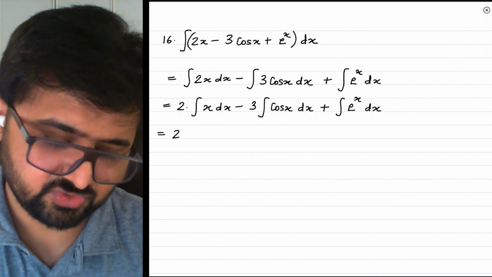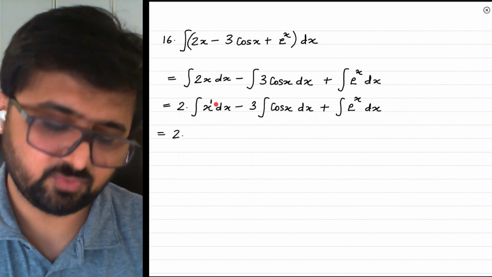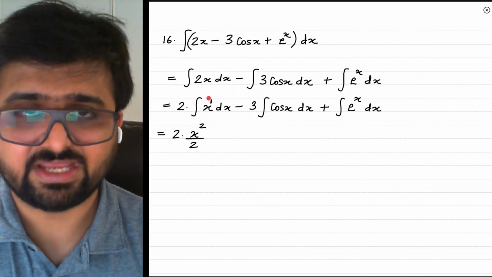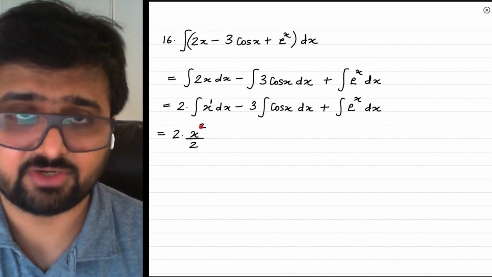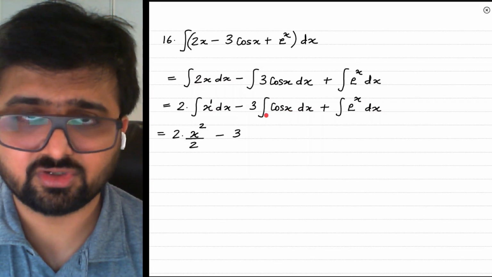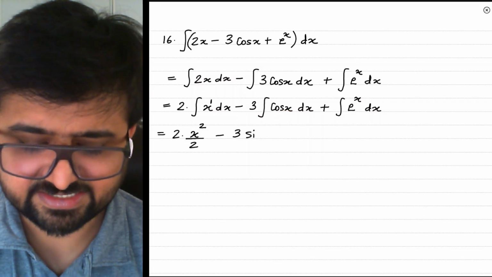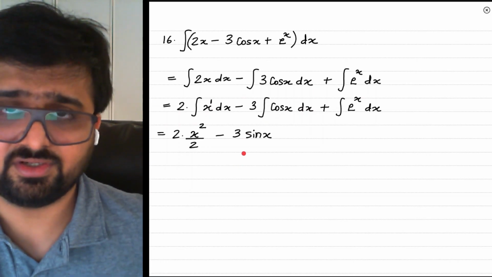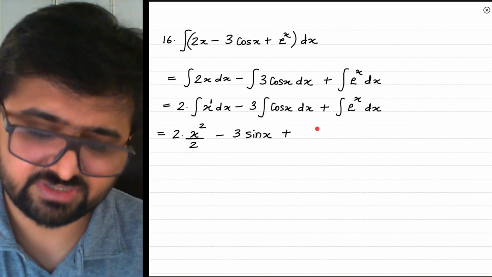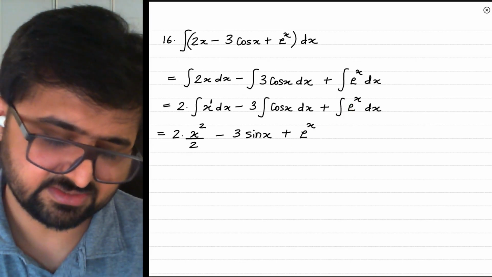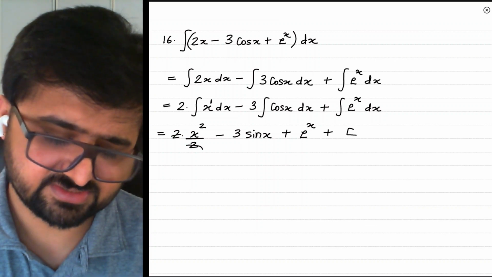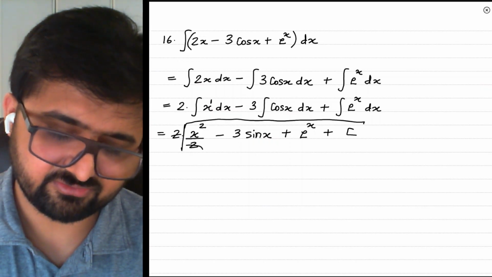Now you can integrate those terms directly. So you are left with 2. Now integral of x to the power 1 is x to the power 2 over 2, by the formula of x to the power n. Minus 3, the integral of cos x is sin x, as we discussed in the formula video, plus integral of e to the power x is e to the power x. You can simply cancel out that 2 and add a constant of integration c, and that's your result of integral.